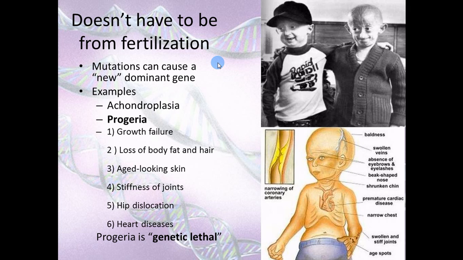And what's interesting about progeria is you can see signs or symptoms of it about 18 to 24 months. They start aging a lot faster. Their immune system starts shutting down like an older person a lot faster. So you can see growth failure, loss of body fat and hair. They look like an older person. And then the problem is that they get a lot of heart diseases. So we consider it to be genetically lethal.